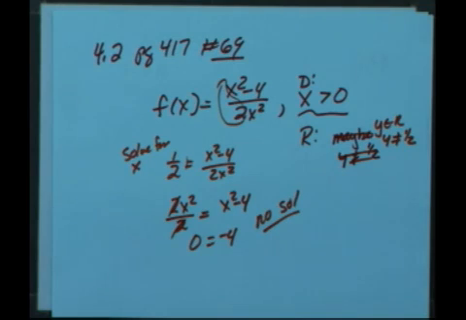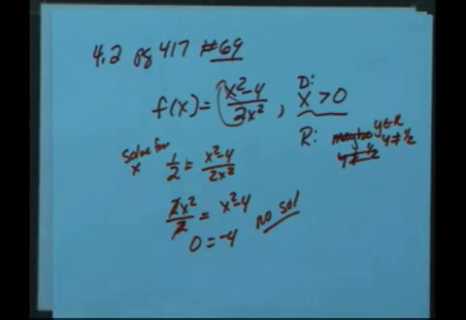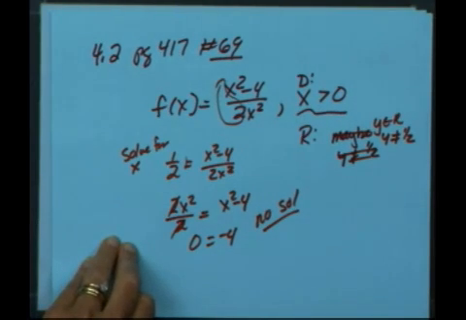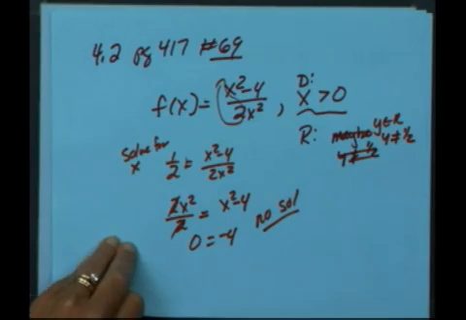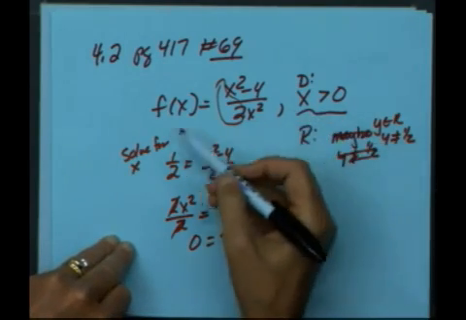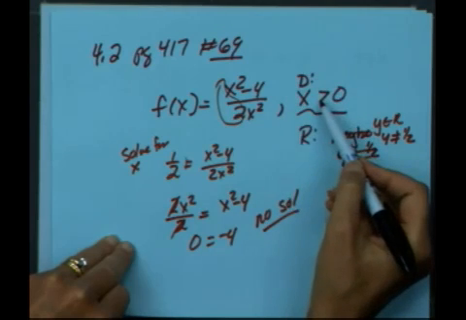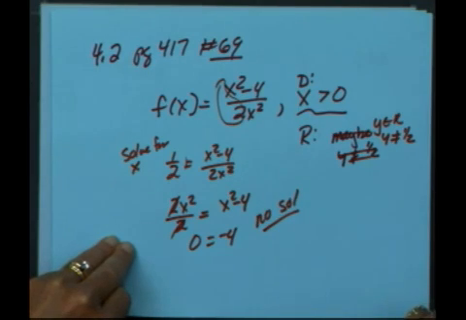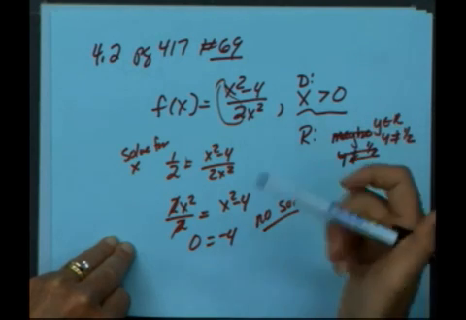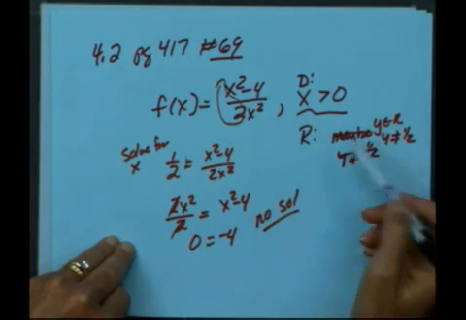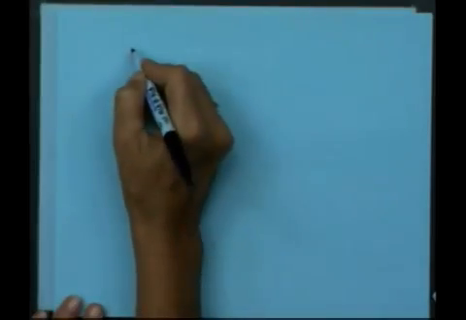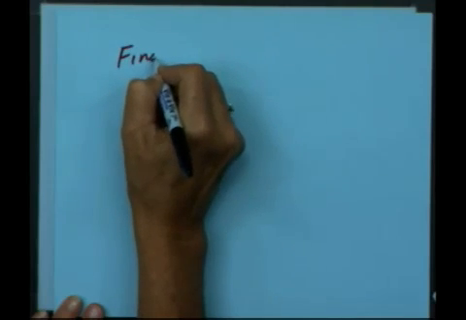Okay, but with that said, the problem is asking you to find the inverse function. Remember that the range for the inverse function is the domain of the original. So if we find the inverse function and get its domain, we immediately know the range for the original function. All right, so let's find the inverse.